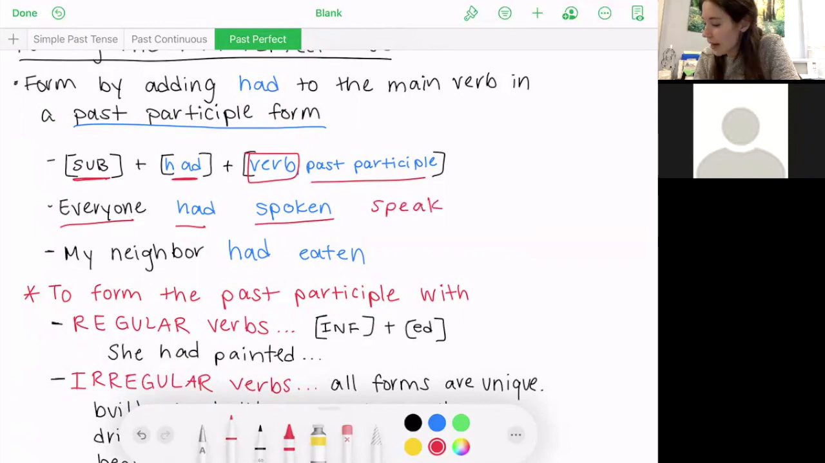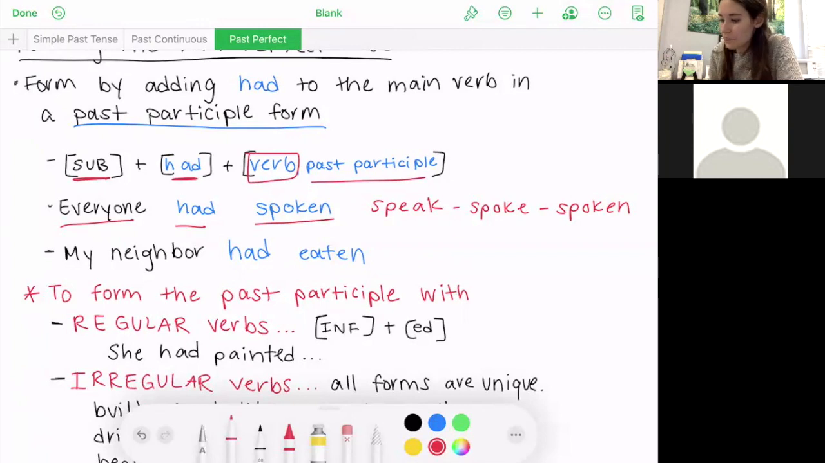In the simple past, spoke, but past participle, spoken. So that has three different forms, which is why it's so important for us to get used to our irregular verbs and to check with the list to make sure that we're using the right ones.